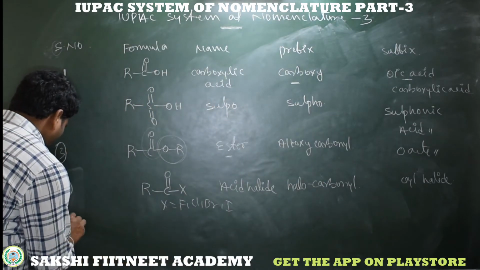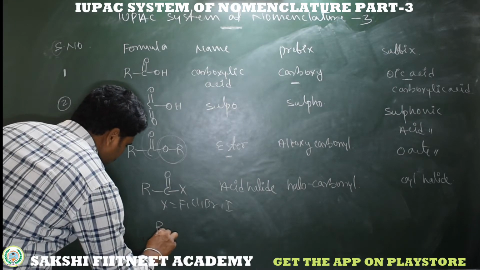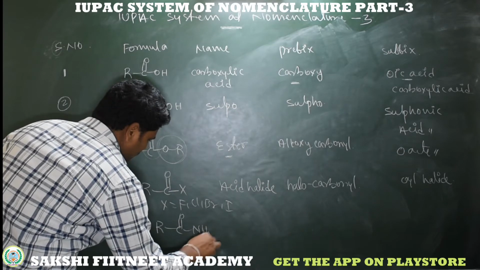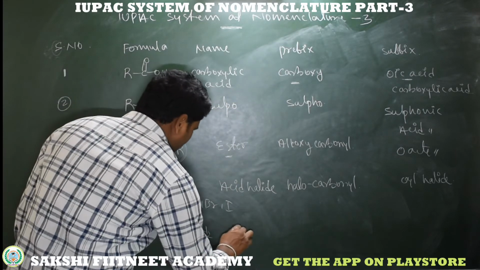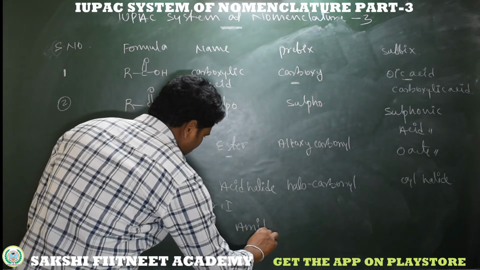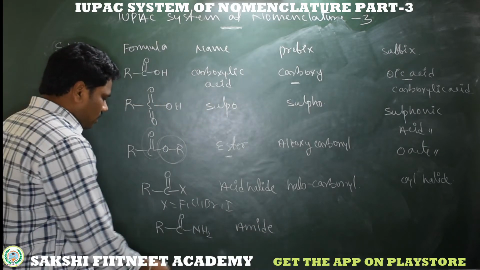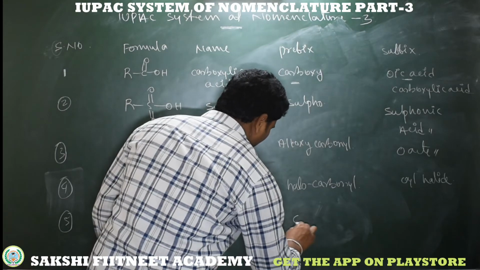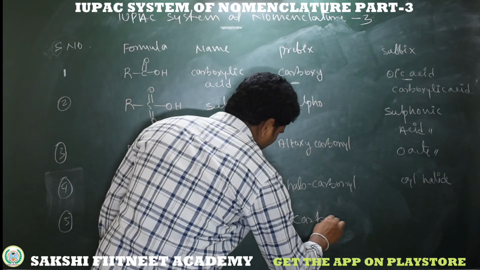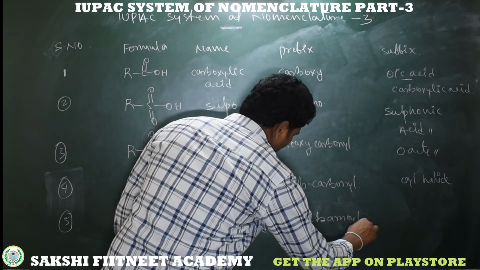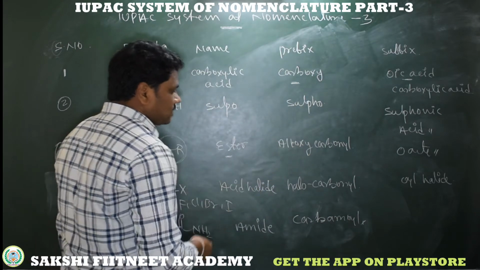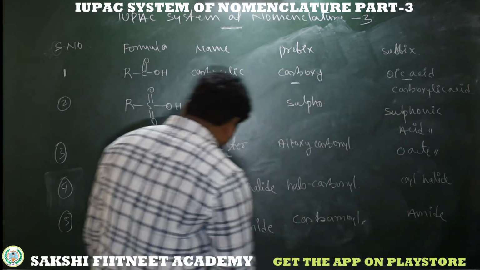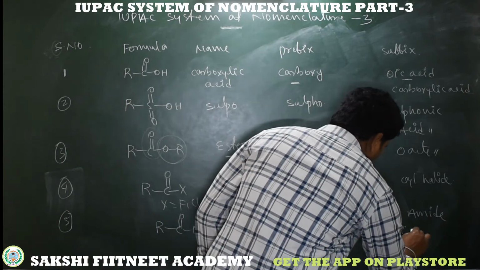Now here the fifth priority goes to amide, RC double bond O NH2, or based on the substituent, amide. So what is the name of this functional group? It's an amide. Now if this amide is a prefix, it becomes carbamoyl. If you are taking it as a suffix, it's amide. If including this carbon, it becomes carboxamide.